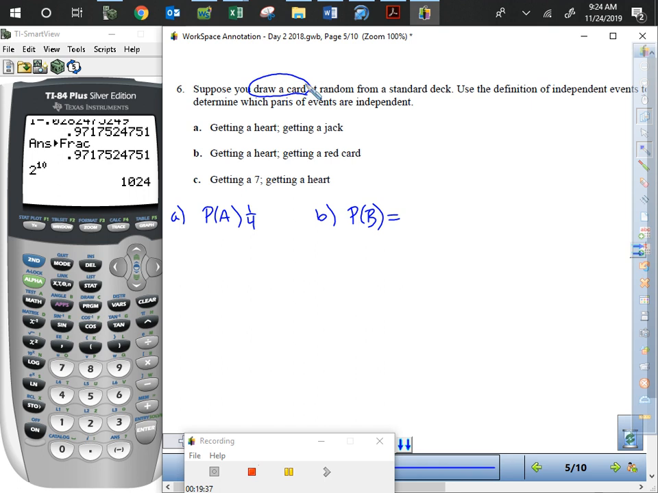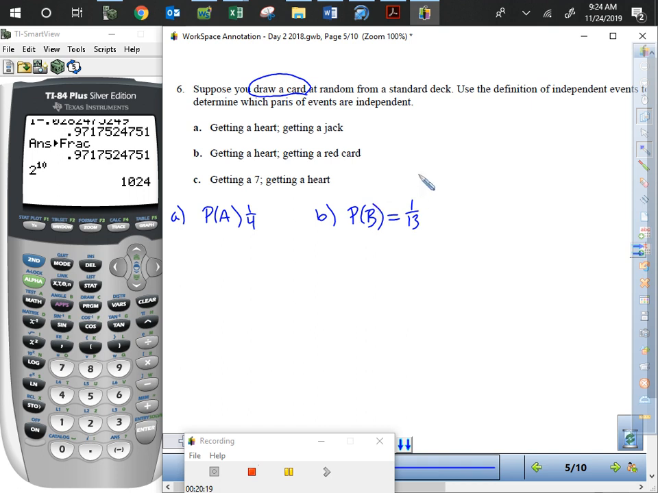We're not assuming that we're drawing two separate cards. We're just looking at when we draw a single card, would getting a heart make it more or less likely to get a jack? So heart, there are 13 out of 52. Jack, if we think about drawing one card, there are 4 different jacks, or 1 out of 13. And we want to know if those are independent or not.